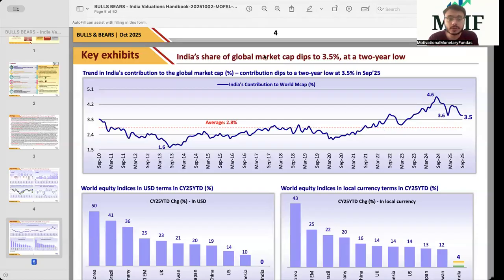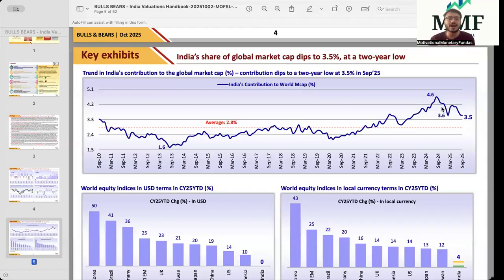At that point of time, if you see this chart around September 2024, our contribution towards the global market cap was 4.6%. It came down to 3.6. The current stands at 3.5%. The Indian markets on an average have stayed at 2.8%, 3% as a percentage of the global market cap. But as of now, the percentage stands at 3.5%.